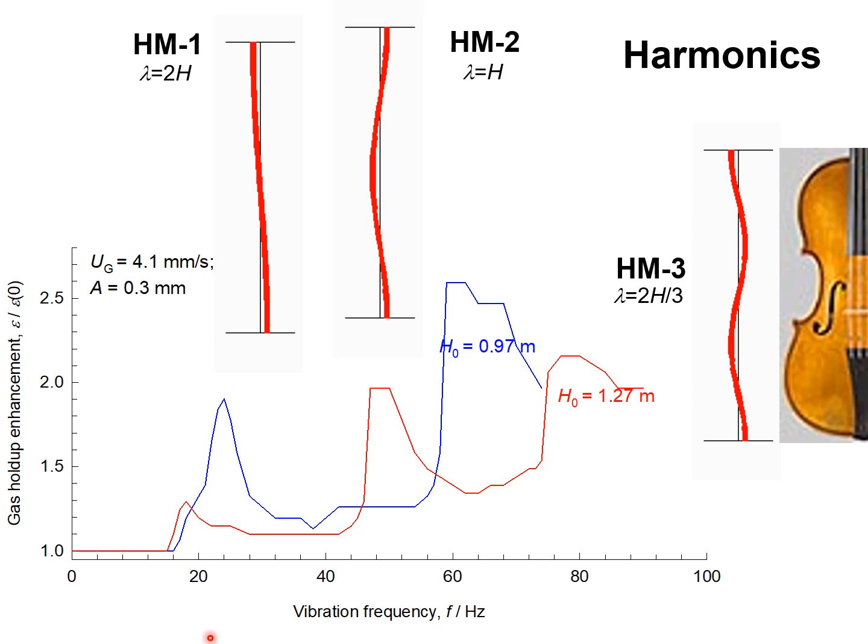I would like to demonstrate in the subsequent slides that these maxima in the gas holdup enhancement correspond to different harmonic modes of bubble column operation. The first maxima corresponds to this harmonic mode of operation. The second maximum, that is for these two cases, corresponds to this harmonic mode of operation. And this third maximum, which is obtained with a liquid height of 1.27 meters, is for a column in which we have the third harmonic.